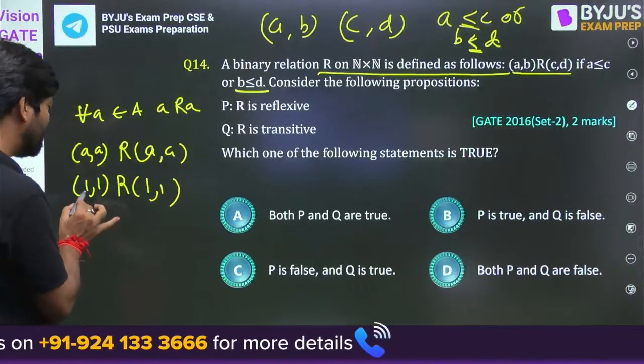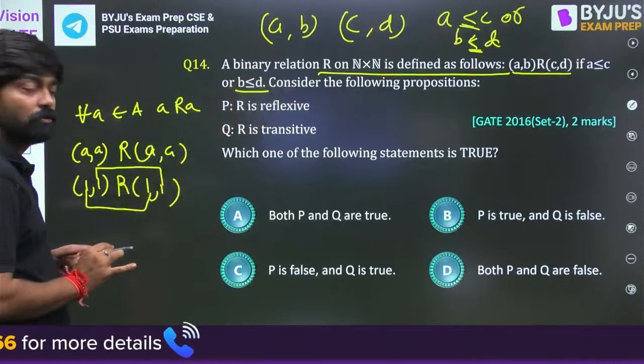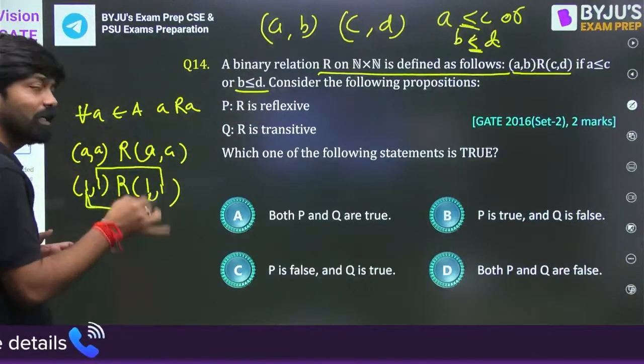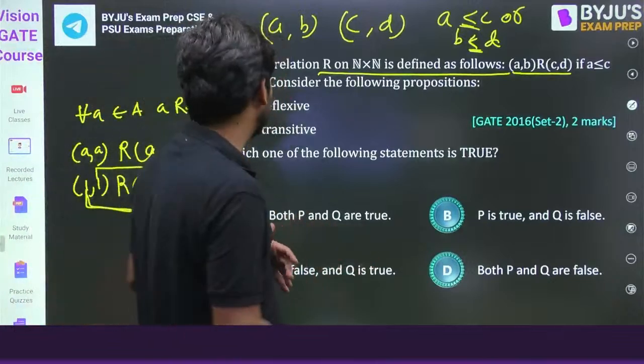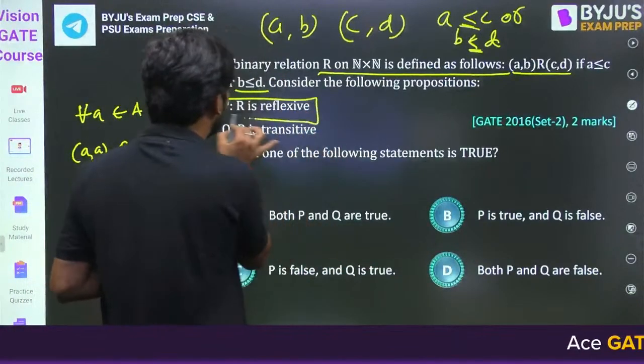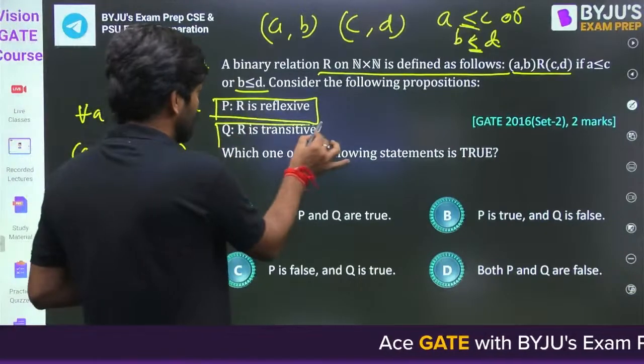Why? Because see here, 1 is less than or equal to 1, and this one is also less than or equal to 1. Even though they are writing OR, if this one is also less than or equal to 1, it is satisfied. So every ordered pair will be related to itself. Yes, so it is reflexive. Now if you talk about transitive.